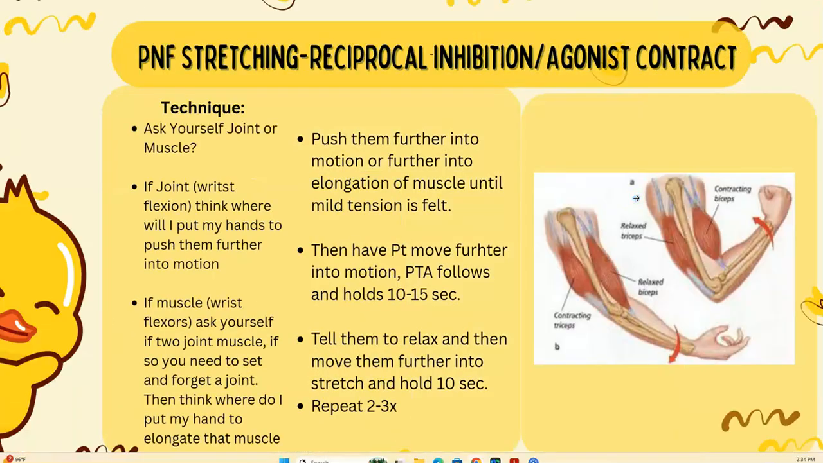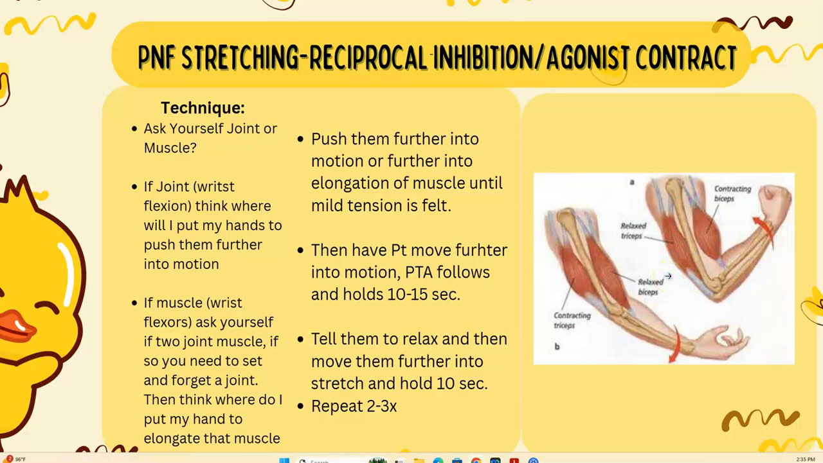Our reciprocal inhibition or our agonist contract technique, this is really just using reciprocal inhibition to our benefit. So what is this? What's reciprocal inhibition? It's basically saying when the agonist contracts, the antagonist relaxes. Like this picture here, when biceps contract, triceps relax. And we're going to use this to our benefit with this technique.